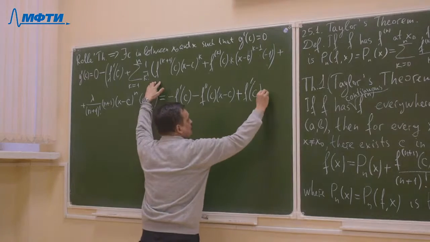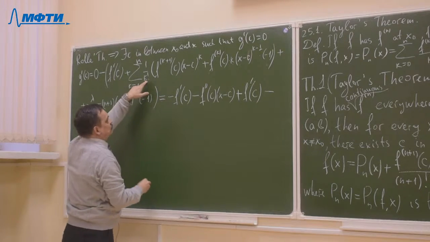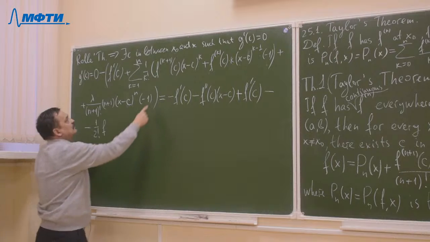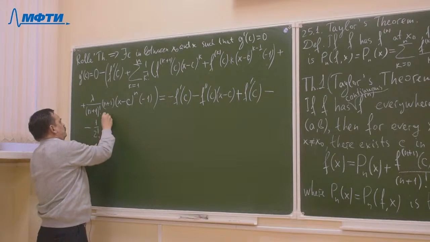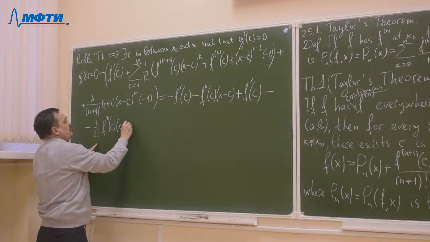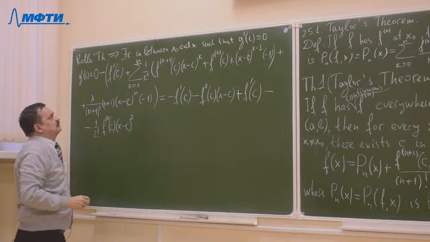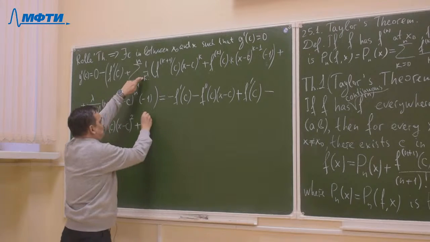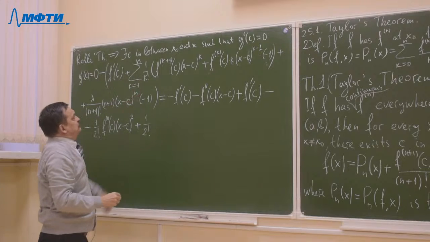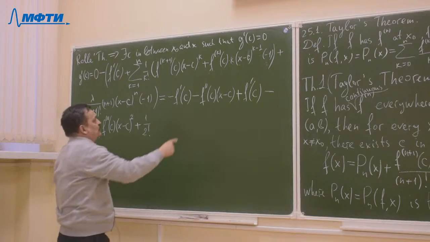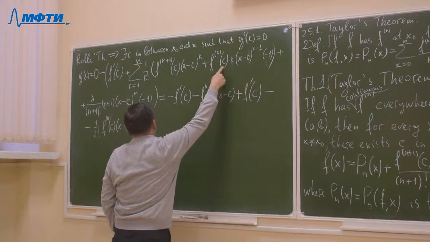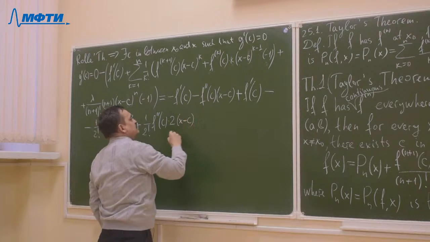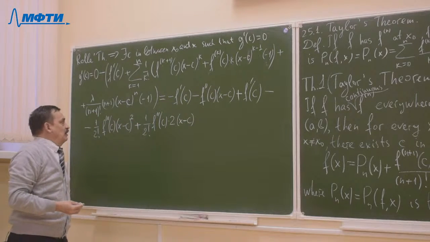Next term, k equals 2. Once again, minus, 1 over 2 factorial times f, k equals 2, third derivative at c times (x minus c) power 2, right? Then once again, minus times minus gives plus. Don't forget this term, 1 over 2 factorial, times what? Now I should multiply by this, k equals 2: f second derivative at c times 2 times (x minus c) power 1. Minus, and so on.